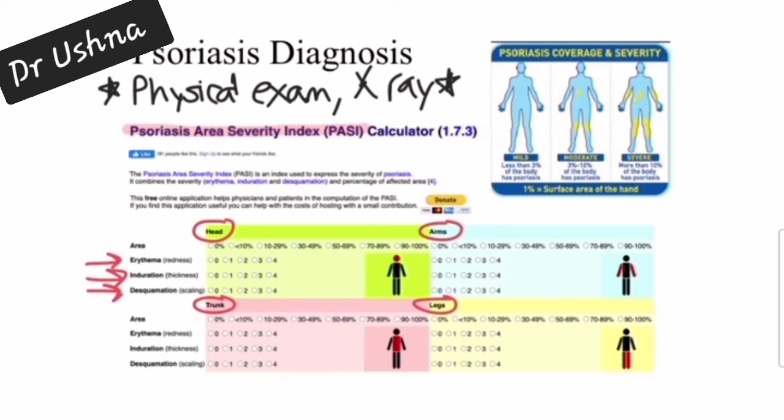Another method is to use the body surface area, or BSA method. In this case, mild psoriasis is considered less than 3% of the body, moderate is 3 to 10, and severe is more than 10%. Just by way of reference, a 1% surface area is about the surface area found on the hand.